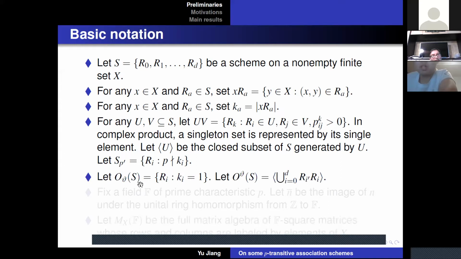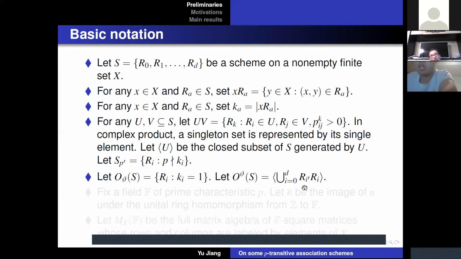Here, we consider the thin radical. The thin radical is the collection of all relations whose valency is 1. So the thin radical is contained in this set. And we also consider the thin residual of S. The thin residual of S is defined like this. So here I have the complex product of relations, and you consider d plus 1 of them, you consider this set.